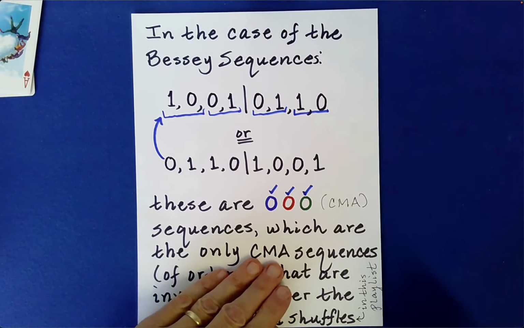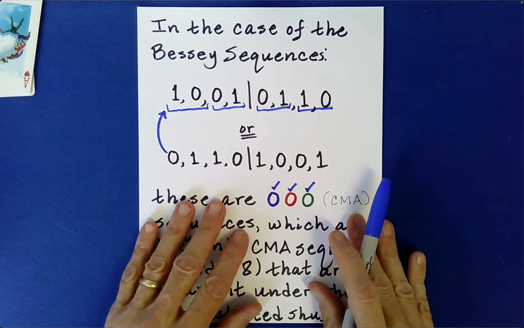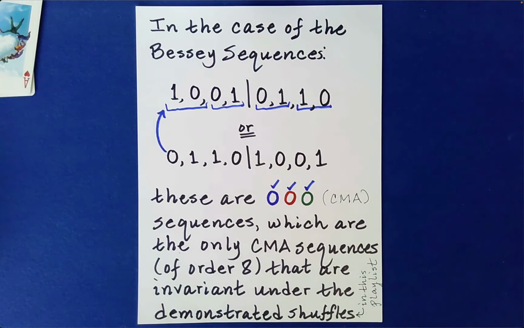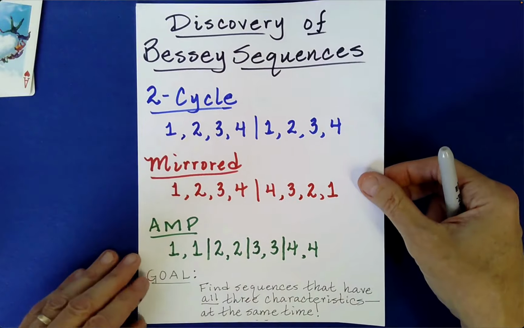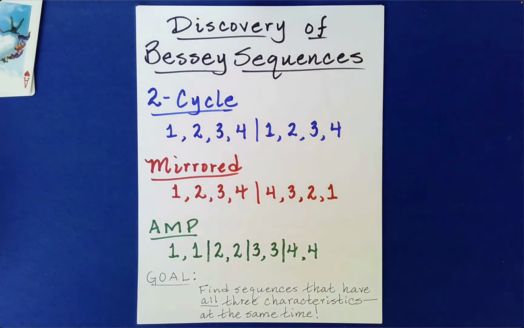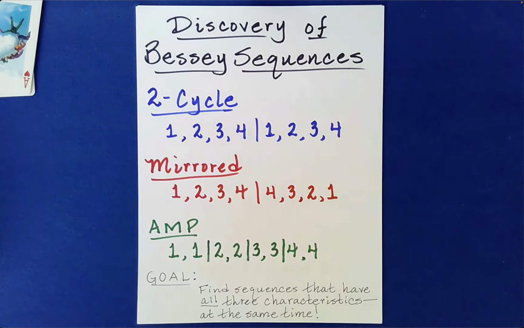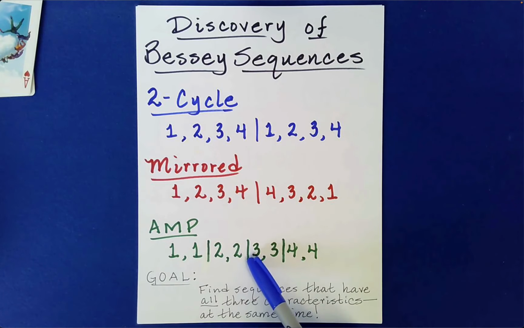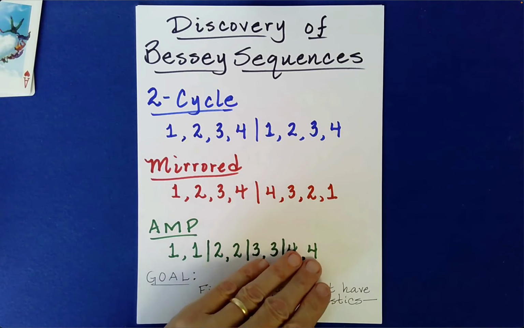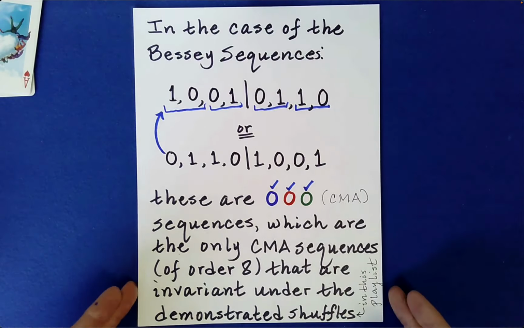Okay, so I wanted to essentially show you where I got this sequence from, how I arrived at it, and that was my rationale. I really did want to find a sequence that essentially has all of the best qualities of a two-cycle, a mirrored structure, and an AMP, because individually, there are some great shuffles that can be done without harming a two-cycle. The same thing for a mirrored, same thing for an AMP. But most of the time, if you start using shuffles that are fine on the other two, it destroys them, okay? Well, that's where I got thinking, well, is there a sequence for which they are not destroyed? And that led me to the Bessey sequence, okay? So have fun with that.